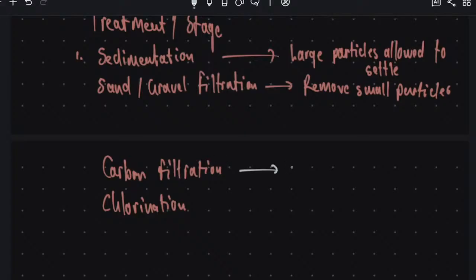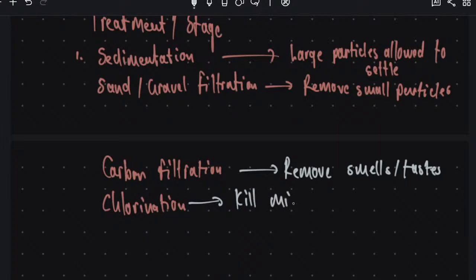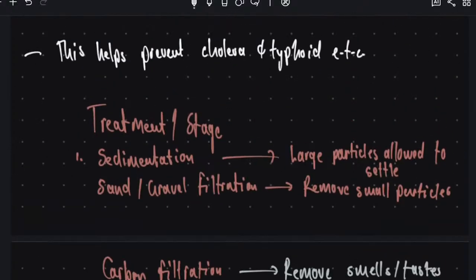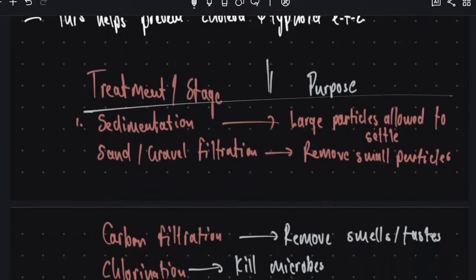Then you get to carbon filtration. This is simply to remove smells or tastes that are unpleasant. Then you get to chlorination. It's to kill microbes. Once you have this, then we say, well done, my friend. Well done. You now know the treatment of water. So if they ask you treatment and function or purpose, here are the reasons, and here is the treatment. And you should know this. If you know this, you now know the treatment of water.